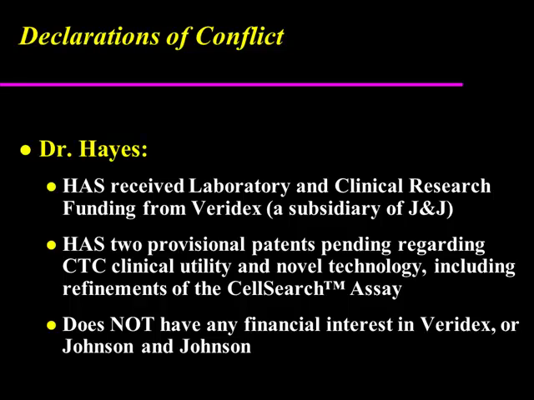I want to start out, first of all, though, and I have some very real conflicts of interest here. I've received laboratory and clinical research funding from Veridex for a long time now, over 15 years, and they're the ones who make CellSearch. I have 2 provisional patents pending with them regarding CTC clinical utility and another one on my own, independent of that, regarding novel technology. But I don't have any financial interest in Veridex or J&J.